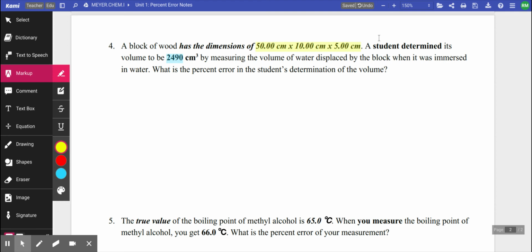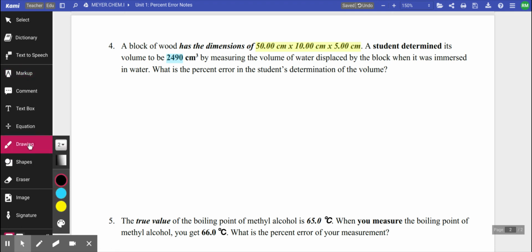So to find volume, remember the equation is length times width times height. So we need to take 50 times 10 times 5. Whenever you do that, you should get 2,500 cubic centimeters. And that is my actual value.